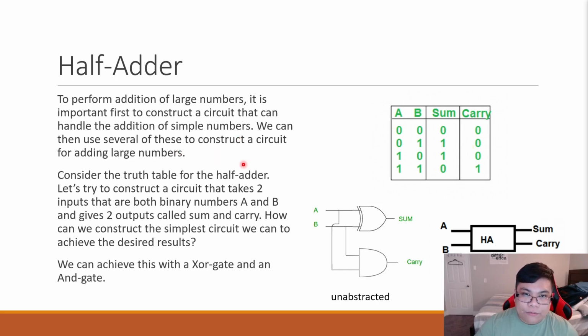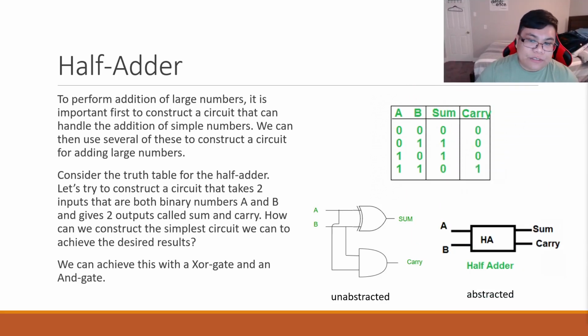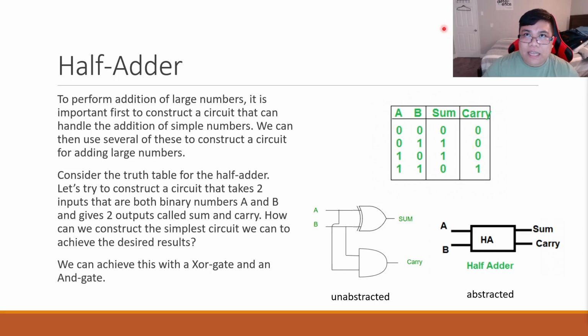To do this, we use a circuit called a half adder, and you're going to see the reason why it's called a half adder in a second. A half adder is probably the most simple circuit you could make that can represent addition.